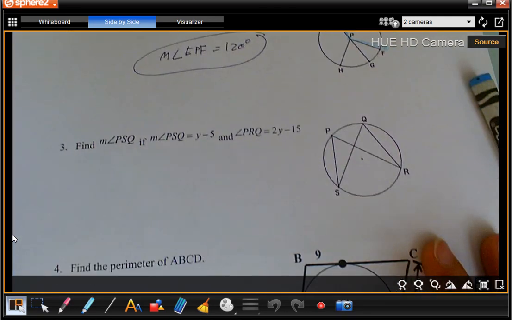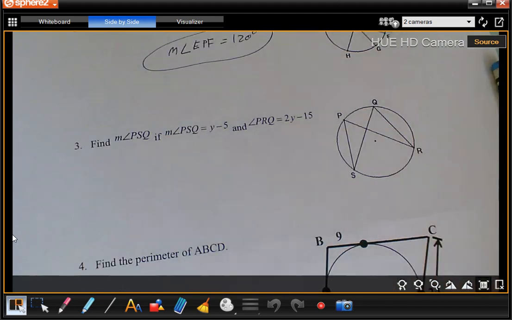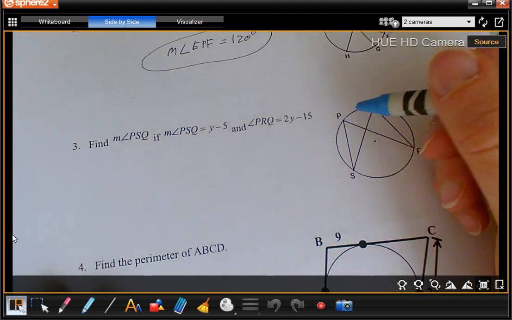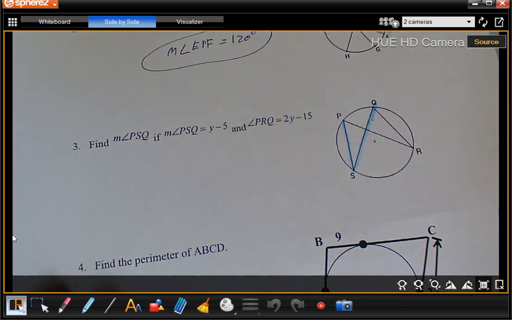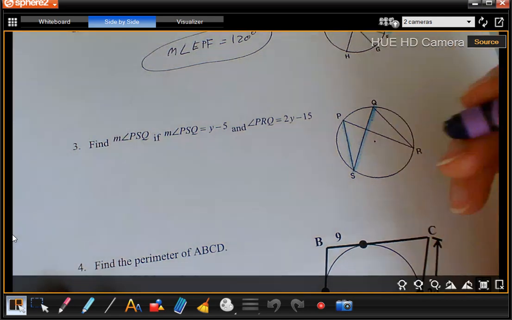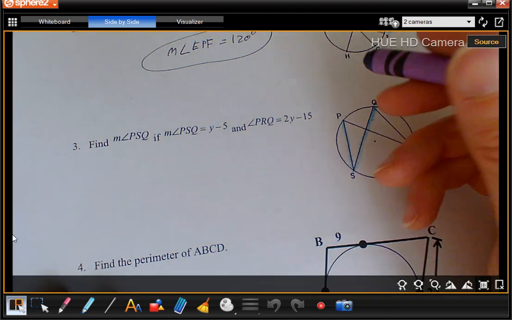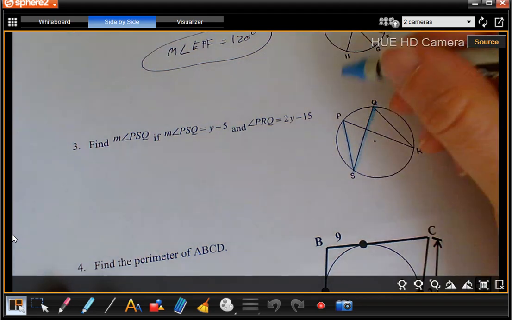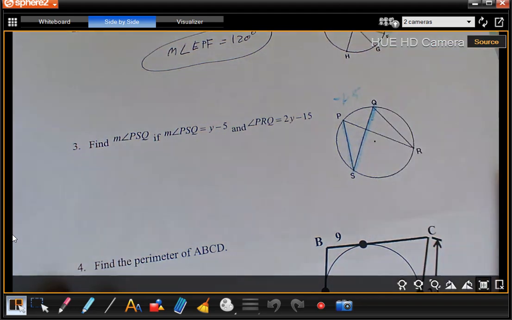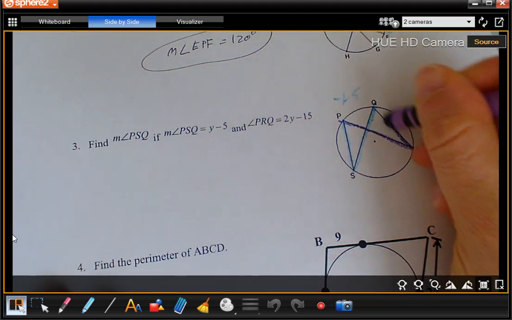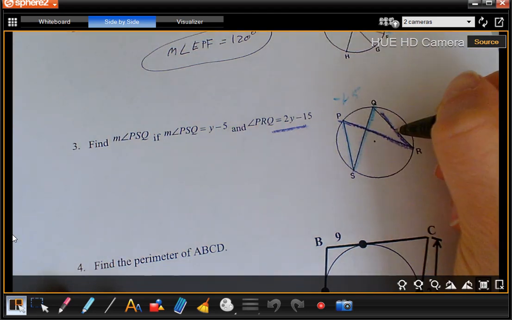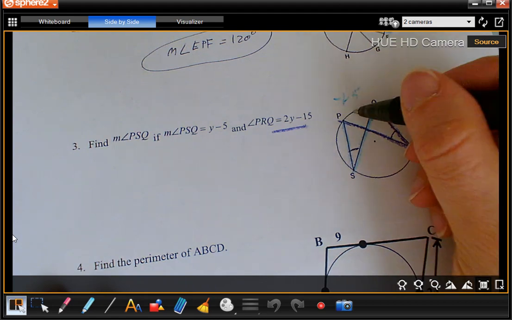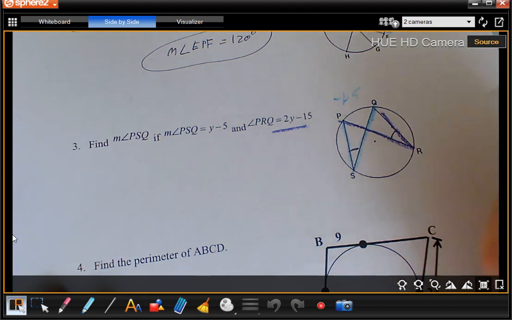Number 3. Find the measure of angle PSQ if PSQ is y minus 5 and PRQ is y minus 15. Oh, guess what? They are both inscribed angles, and inscribed angles are equal to their arc, so they must be equal to each other.